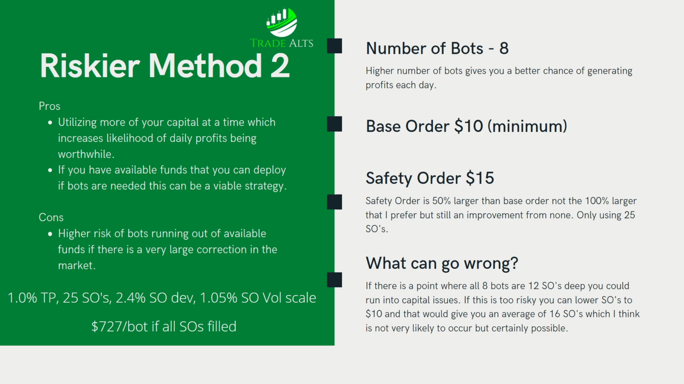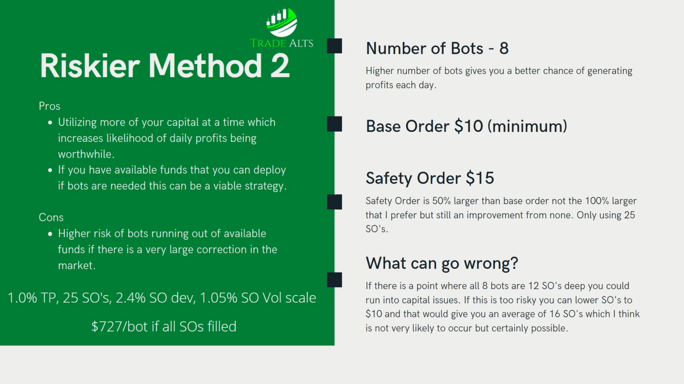So if you go to the settings over here with me real quick, your take profit is still 1%. You have 25 safety orders this time, and your 2.4% safety order deviation. So it is bigger. So you have still a larger window, still that 60% window, and 1.05% safety order volume scale. So again, your safety order deviation is larger, but you're getting a couple more bots out of this, which is usually kind of a plus.